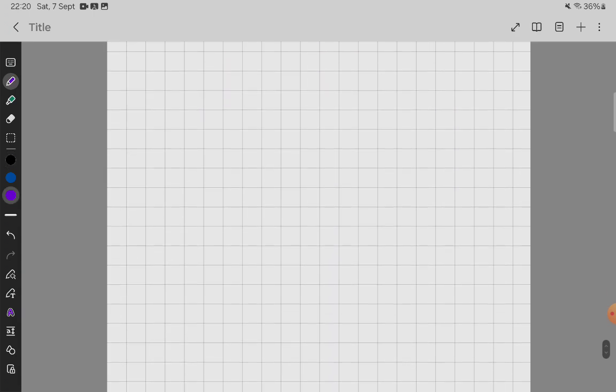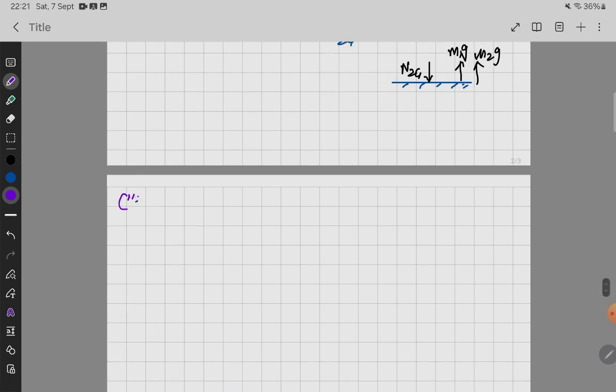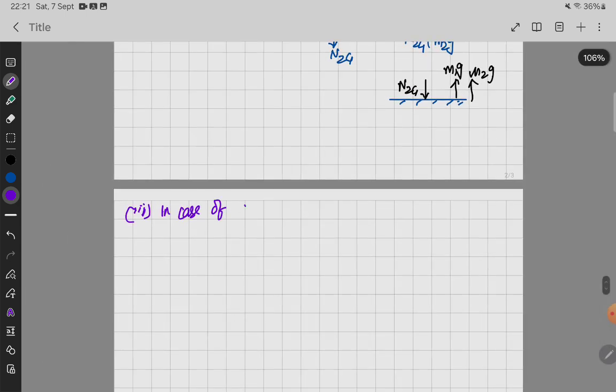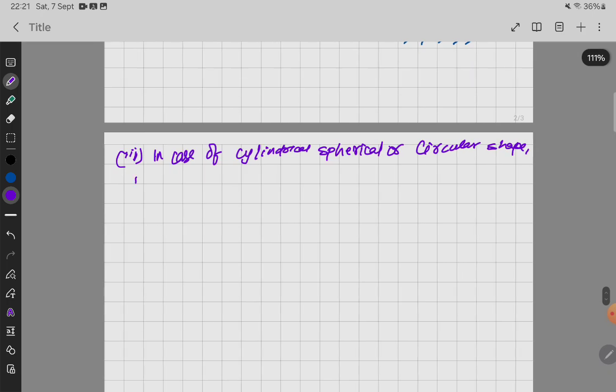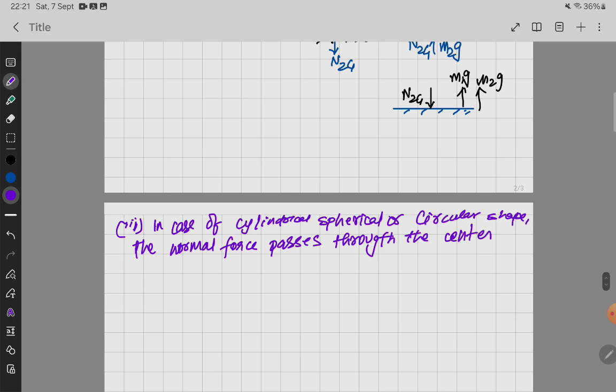Now third case. So third case is in case of cylinder, a sphere or circle, or let me write like this: in case of cylindrical, spherical or circular shape, the normal force passes through the center.